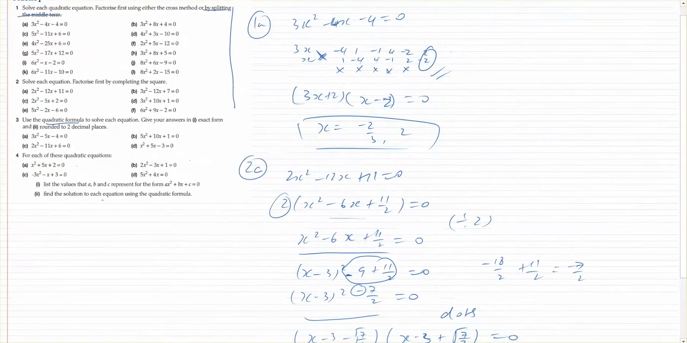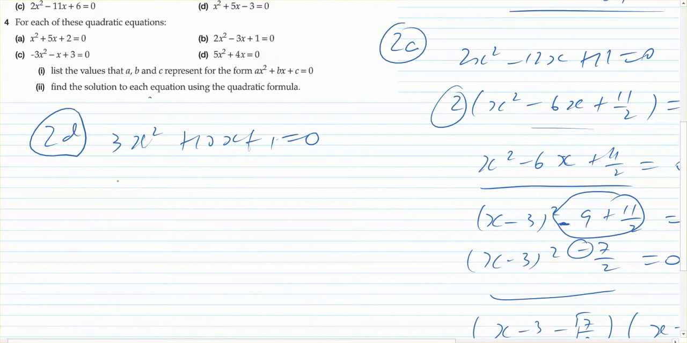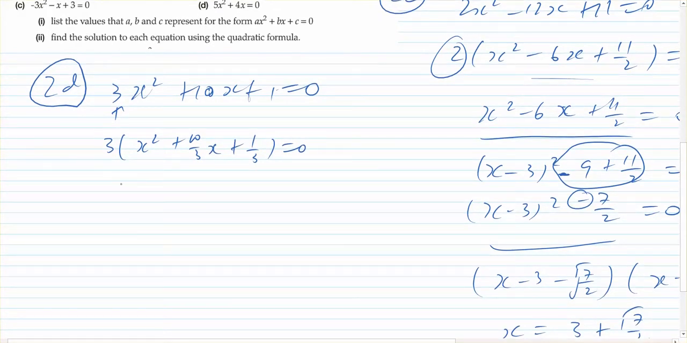Alright, let's do one more. We'll do 2d. We've got 3x squared plus 10x plus 1 equals 0. Again, I need to take a 3 out because for the complete the square method you need the number in front of the x squared to be positive 1. If you have a negative, you need to take a negative out. So 3 times x squared plus 10 on 3 x plus a third. Okay, this is going to be nasty because we have a lot of fractions. I'm going to divide both sides by 3, thereby getting rid of it.